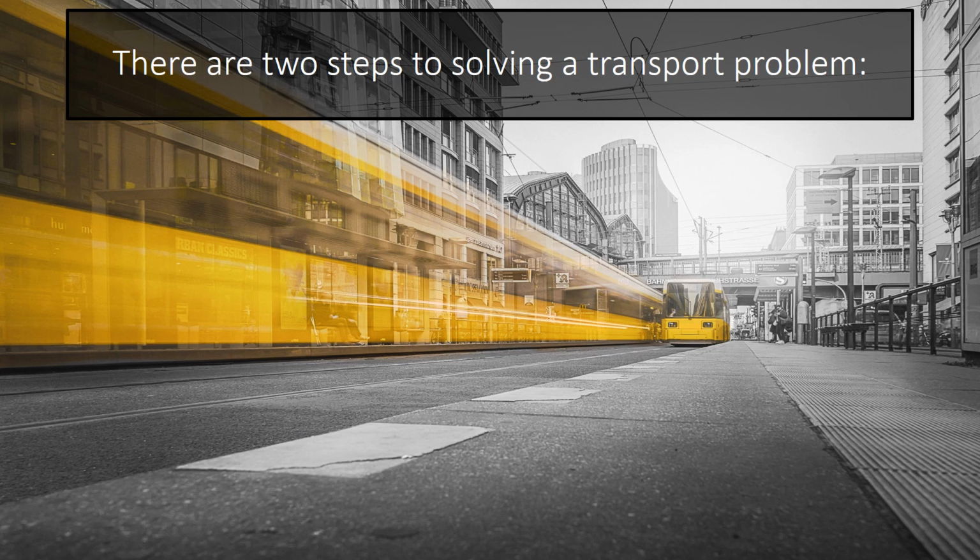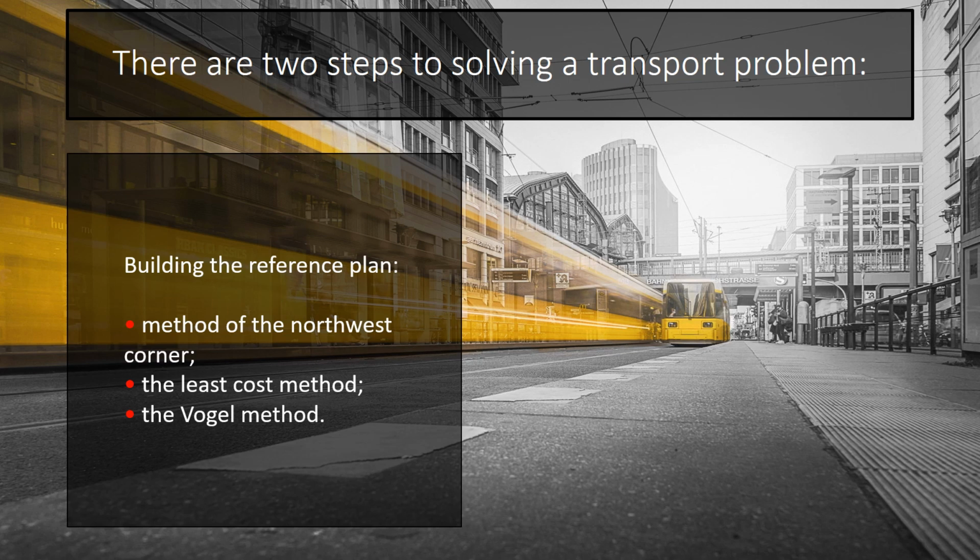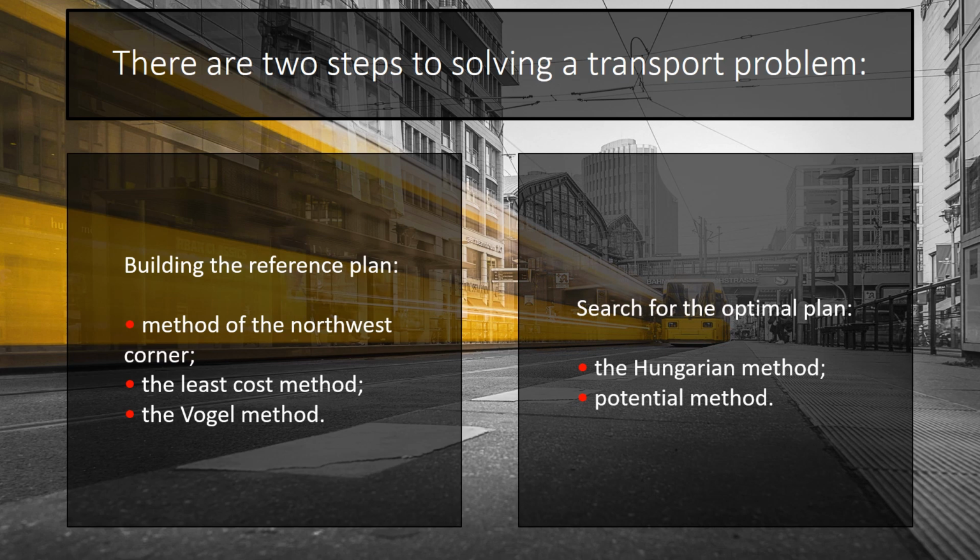There are two steps to solving a transport problem. The first step is building a reference plan. The most common methods of building the reference plan are the method of the northwest corner, the least cost method, and the Vogel method. The next step is searching for the optimal plan. The most common methods of building the optimal plan are the Hungarian method and the potential method.